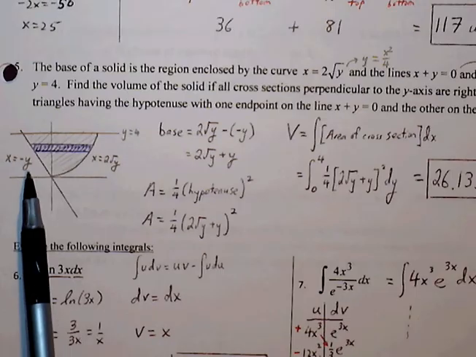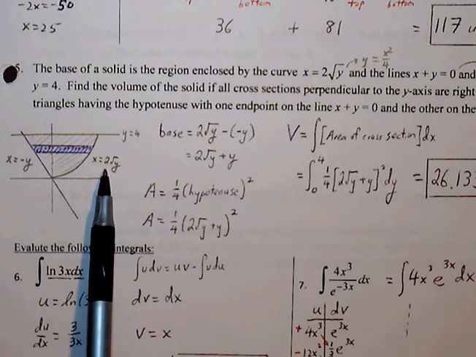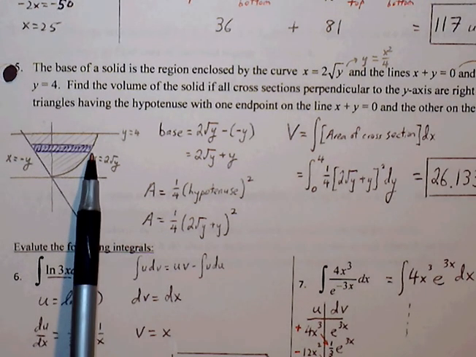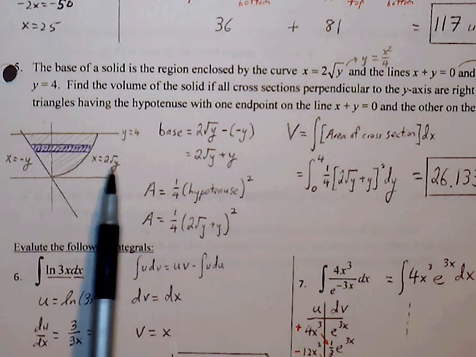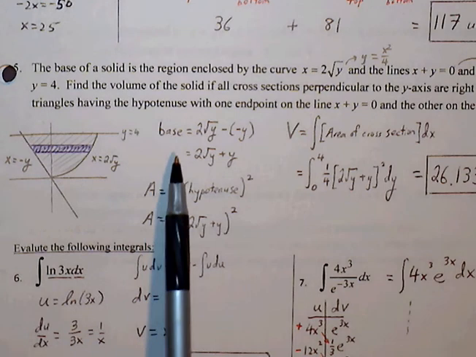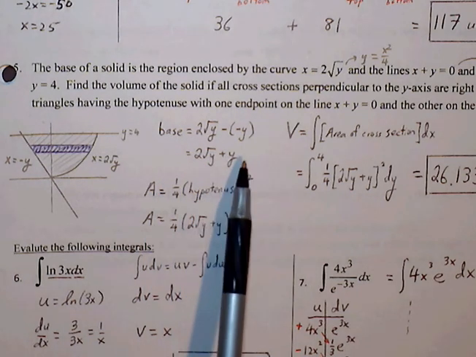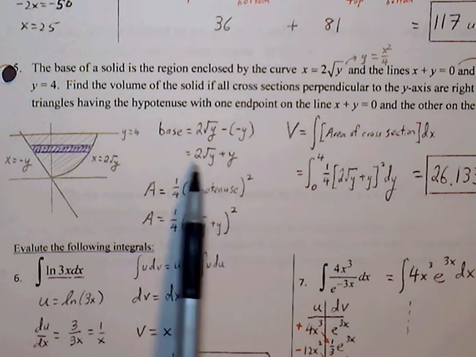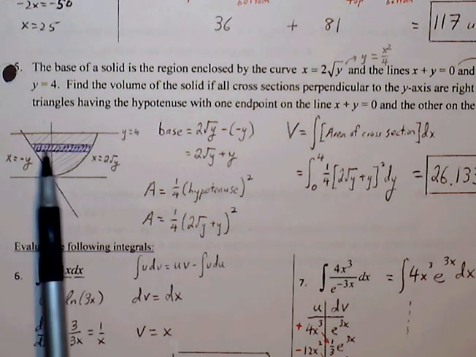This is already set up in terms of y, so we can do right endpoint minus left endpoint. The right endpoint is at 2 root y. The left endpoint is at negative y. So 2 root y minus negative y is simply 2 root y plus y. So this is the base length of our hypotenuse.